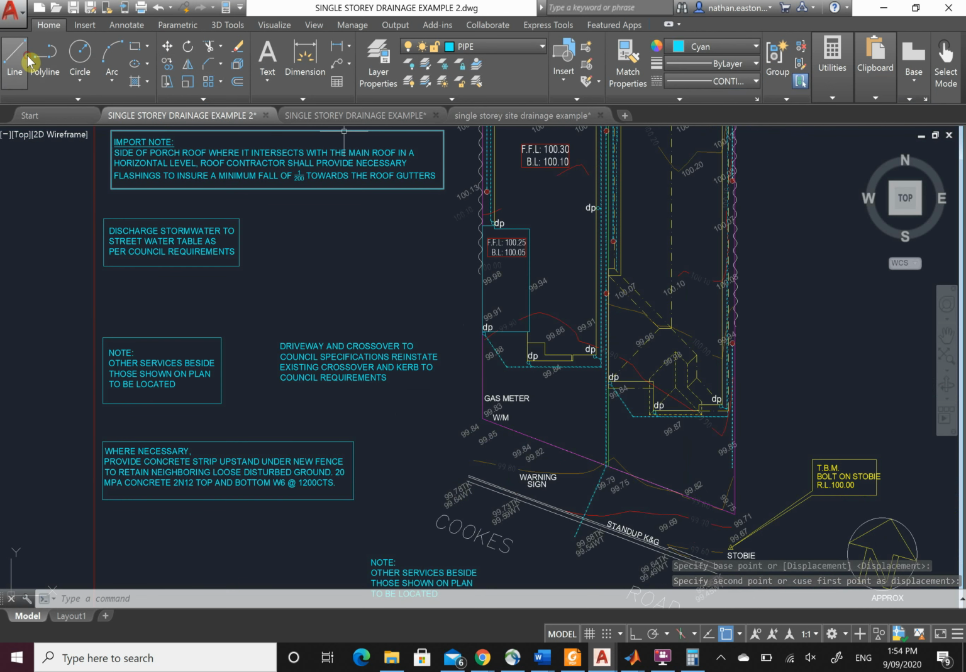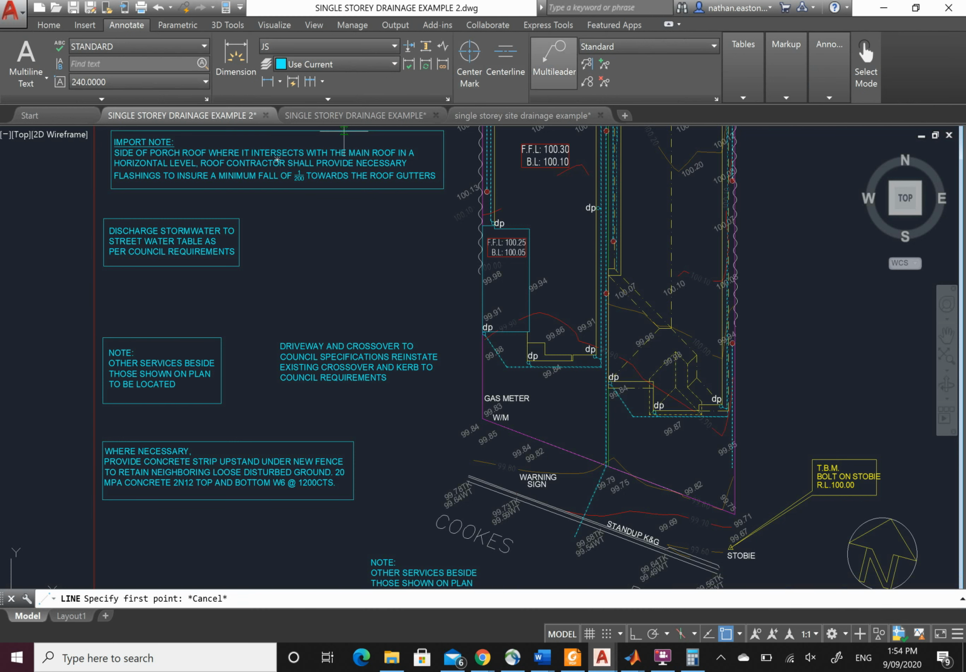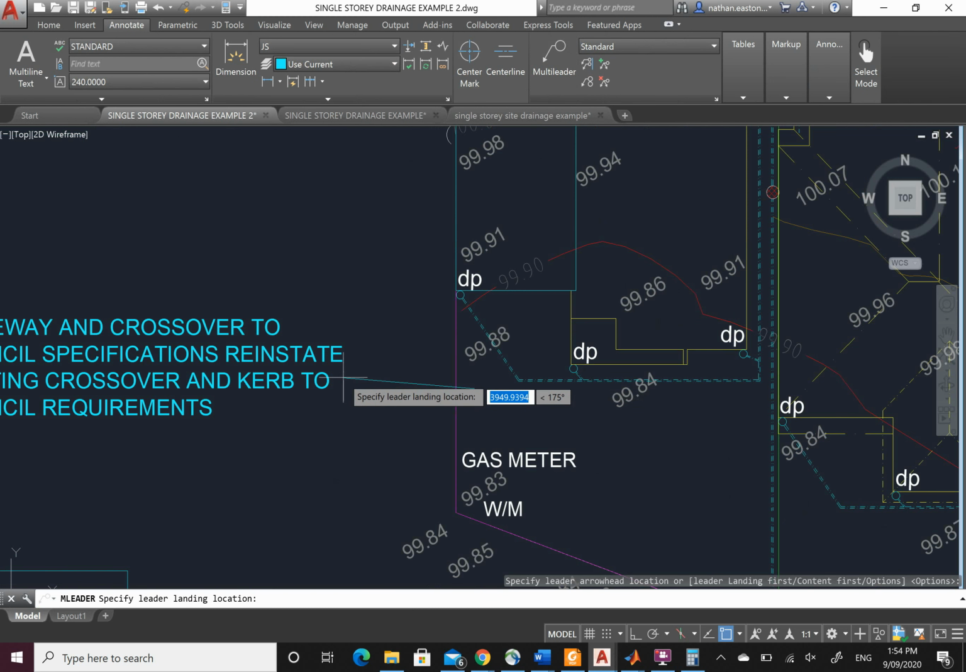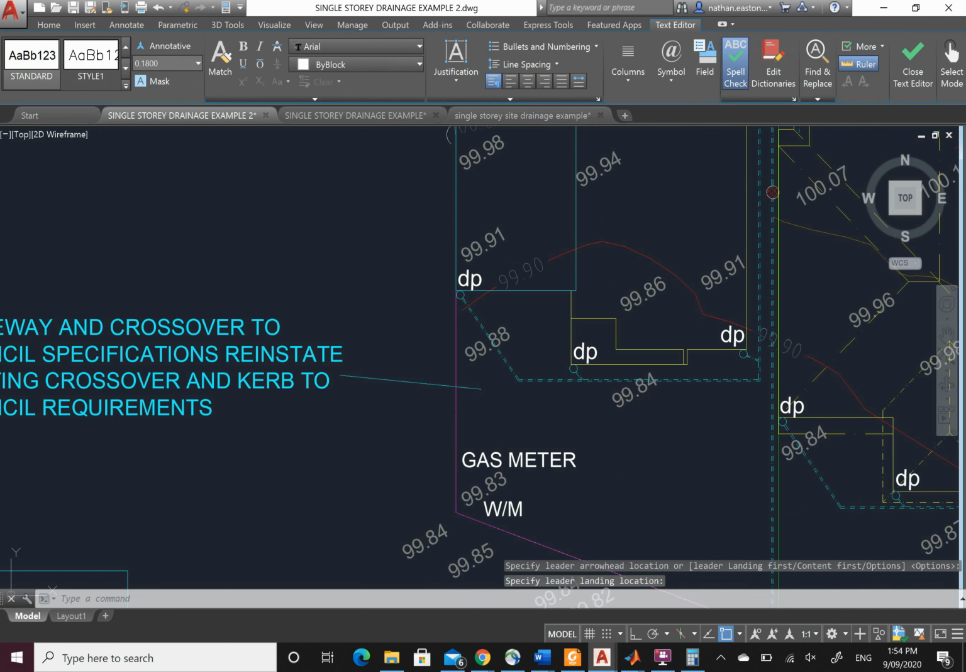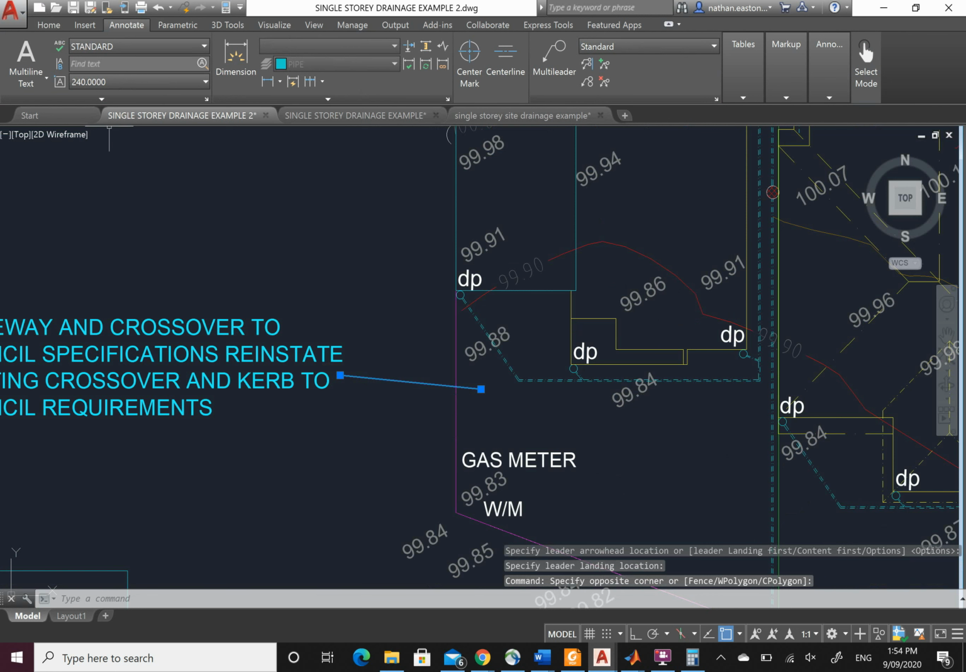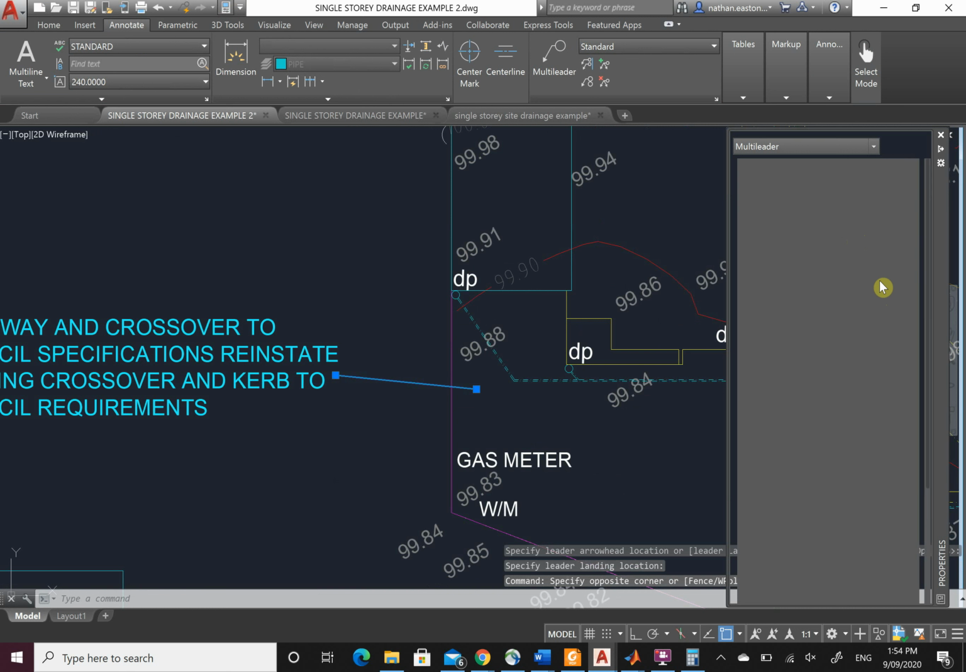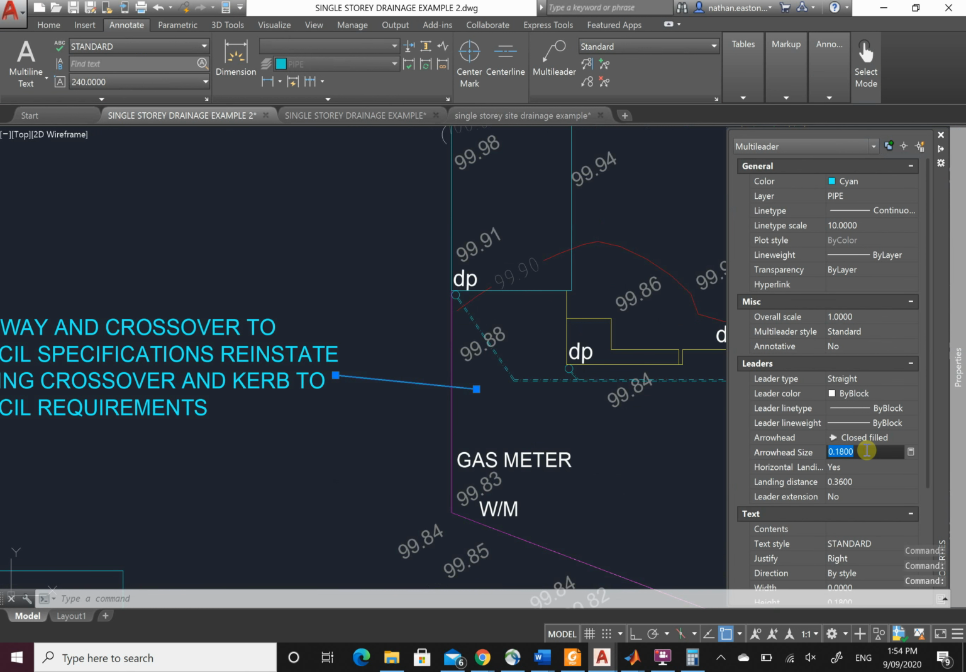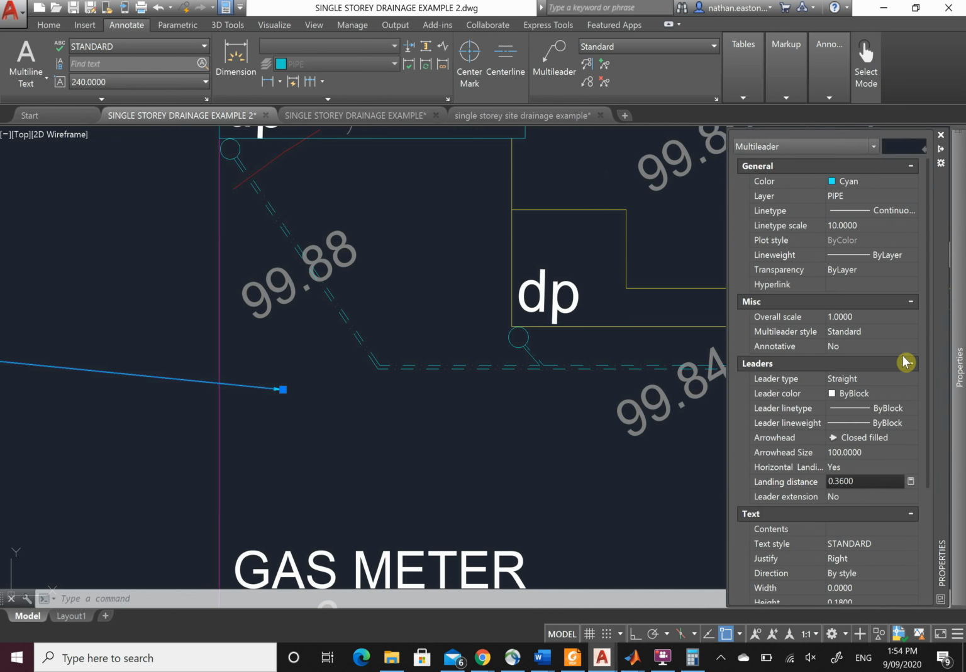This one here, I'll draw a leader, multi-leader. So it's going to come from here to here. I won't worry about the text. I will worry about the properties. Okay with that. Why is this not getting any bigger? Not changing, it's quite annoying. Oh, now it did. Of course it did after I changed it.